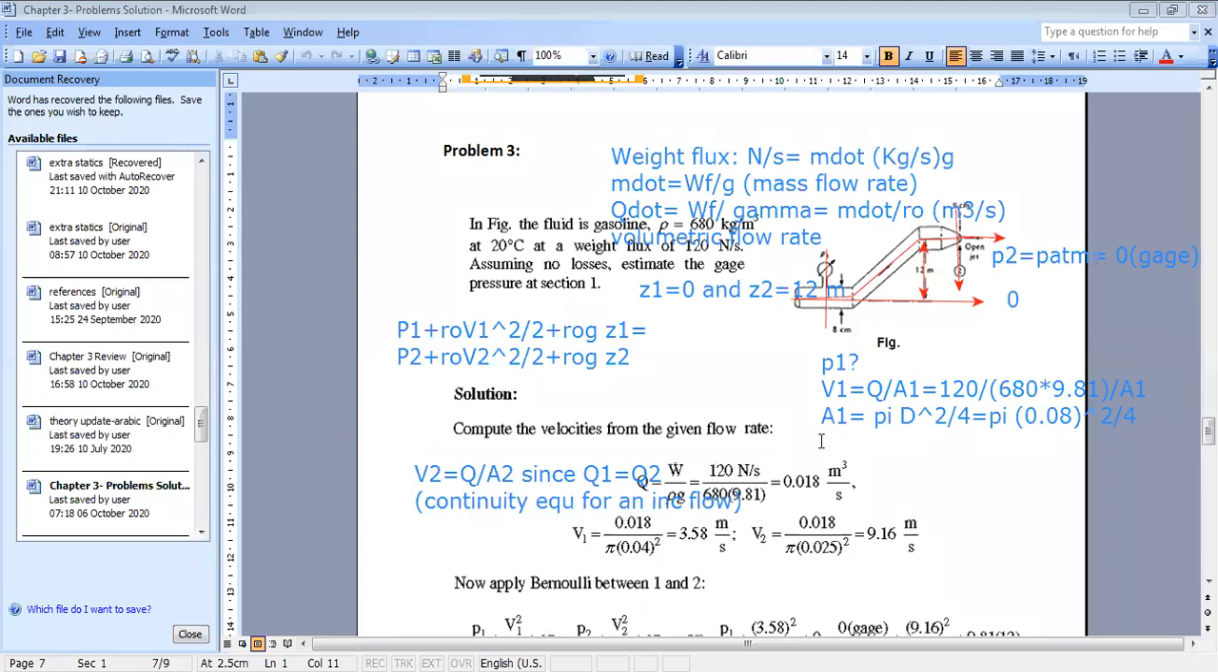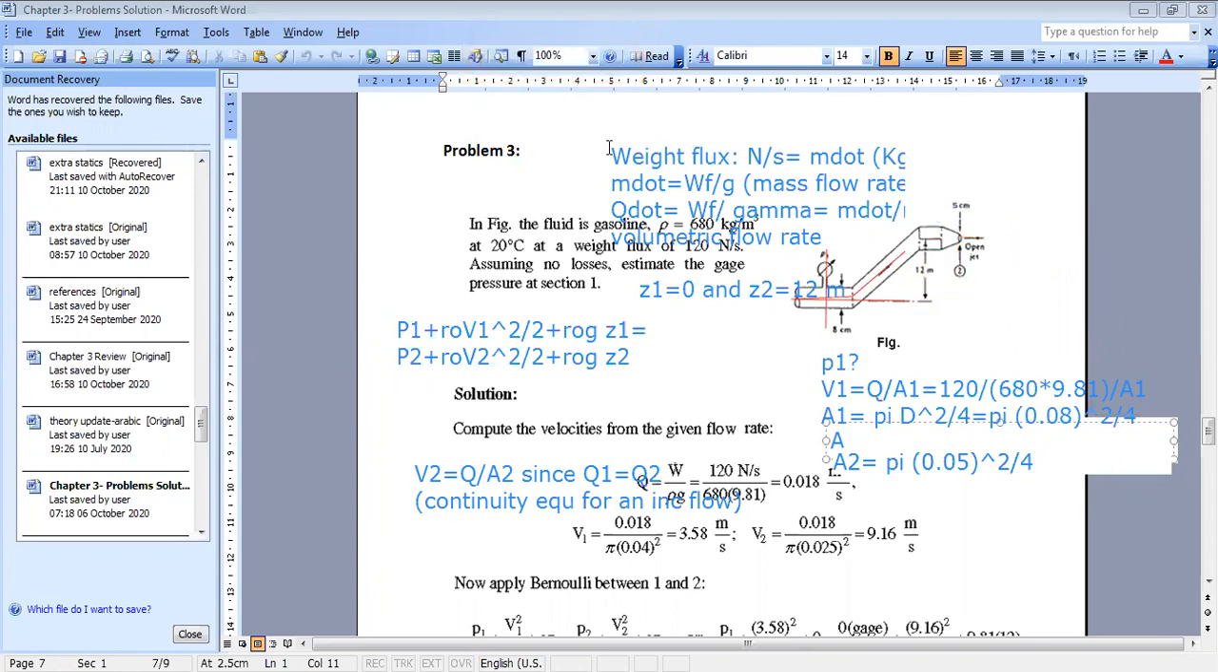So A2 is simply, you have 5 centimeter diameter of the opening jet, so A2 equals pi times 0.05 squared over 4. Okay, and now you have everything known, the only unknown is P1, you can calculate P1. And since you replace P2 by 0, the P1 you obtain will be in gauge pressure. Any question for this part?